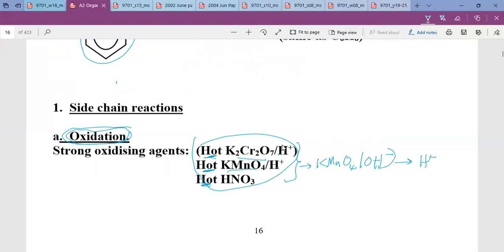Same, because if it's alkali, you get a salt. Because why? You get carboxylic acid. So the salt, you convert to the carboxylic acid, you put acid. So better to put H+. But the marking scheme can accept both of them, okay? Nitric acid also can be used. But this is the favorite.